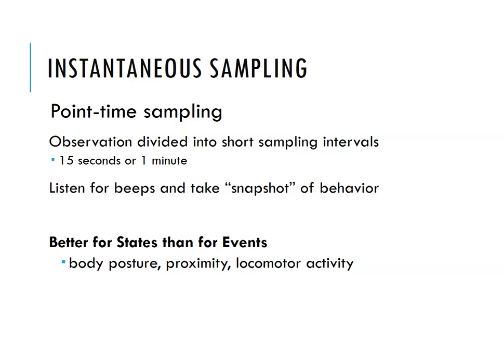So it's looking at usually a location or a specific posture or proximity to someone, because states tend to work better for this than events. If you're looking at events, how often is this behavior happening? It's difficult to capture within point time sampling. That makes sense, right? It's difficult to capture those event behaviors at a specific moment.